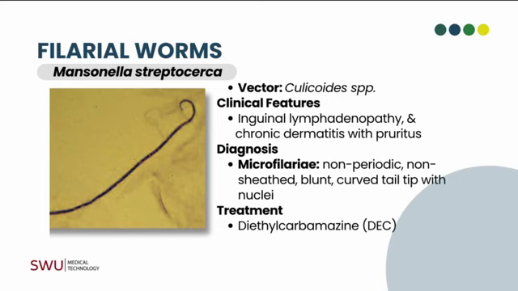That's why its tip is so curved that it can also be called the shepherd's crook, or it resembles the shepherd's crook. Its adult worm resides in the subcutaneous tissue, particularly in the dermis or in areas just under the skin. For its treatment, the indicated treatment is diethylcarbamazine.